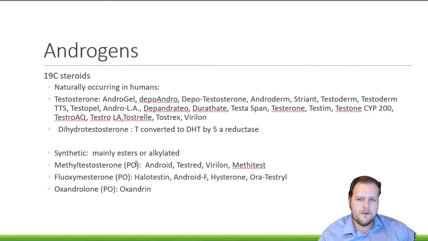The main part here is that a lot of these PO forms of steroids are going to be really, really rough on the liver. We'll talk more about that in just a moment, but generally speaking, PO androgens are not recommended in most cases. We want to stick with one of the transdermal or injectable forms, because it's going to be really tough on the liver if you take PO varieties here.